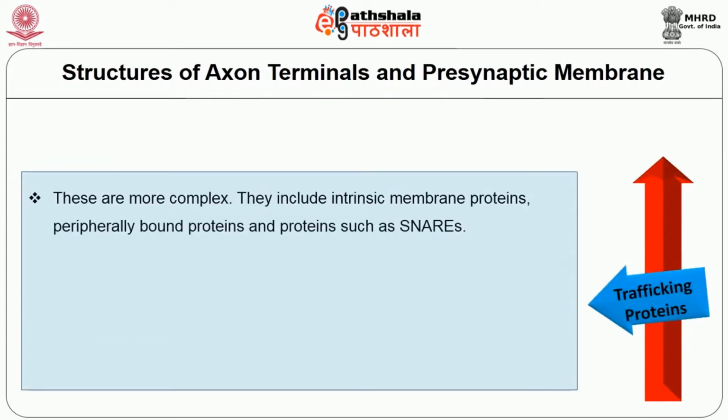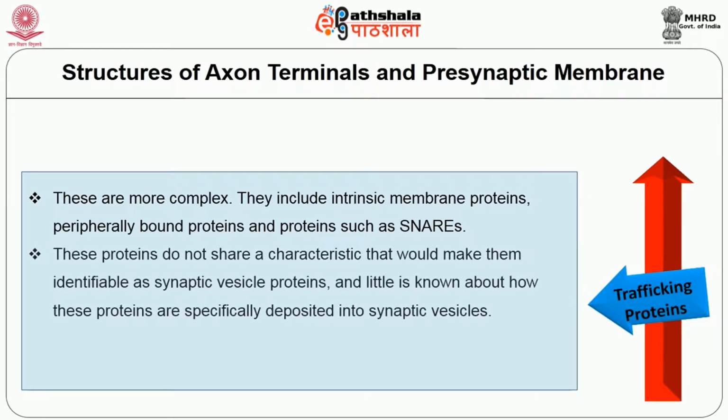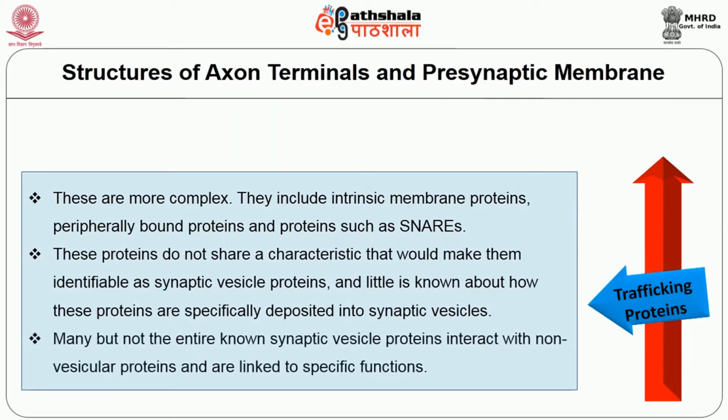Trafficking proteins are more complex. They include intrinsic membrane proteins, peripherally bound proteins, and proteins such as SNAPs. These proteins do not share a characteristic that would make them identifiable as synaptic vesicle proteins, and little is known about how these proteins are specifically deposited in synaptic vesicles. Many, but not all, known synaptic vesicle proteins interact with non-vesicular proteins and are linked into specific functions.